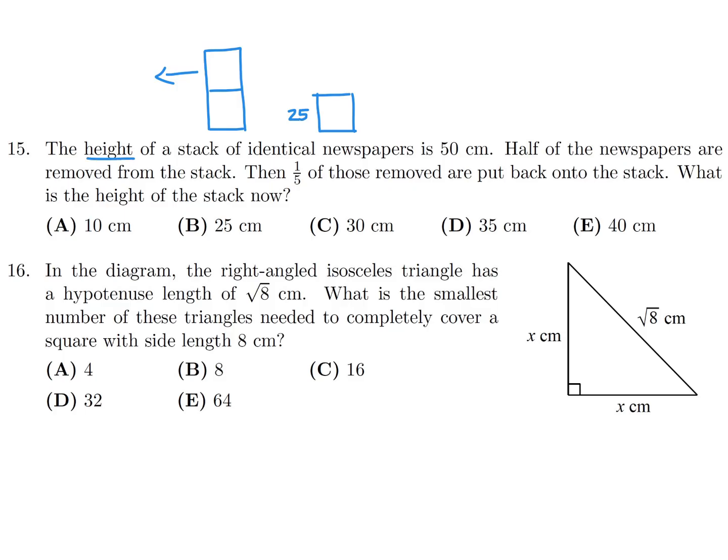And then 1/5 of those removed are put back. So 1/5 of this guy, that was 25, right? That height. So 1/5 of 25 is 5. So that's put back here. So that's 5, right? And then they're saying, what is the height of this whole stack? Well, the whole stack is obviously 5 plus 25, which is 30. And 30 would be choice C.